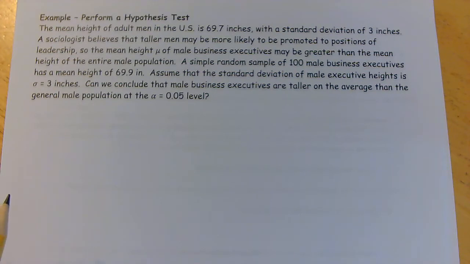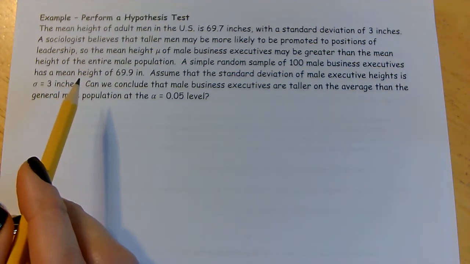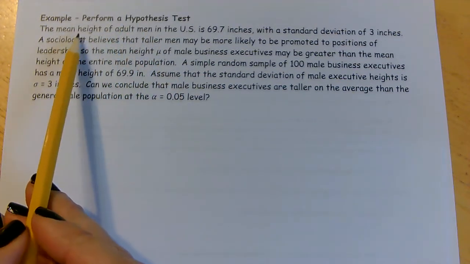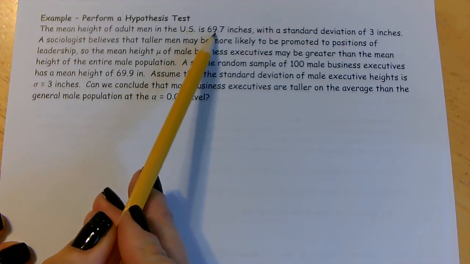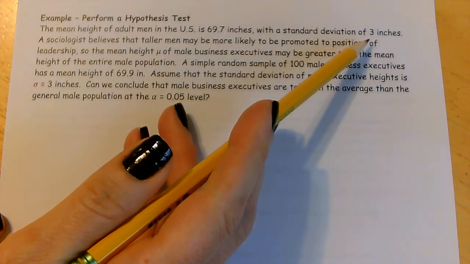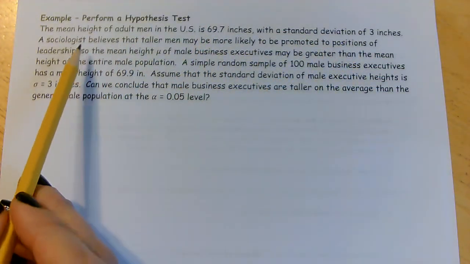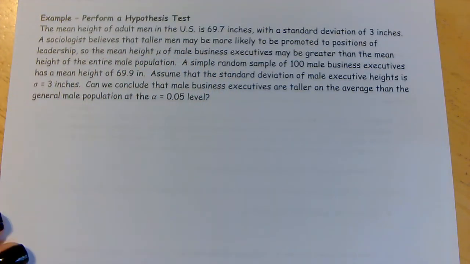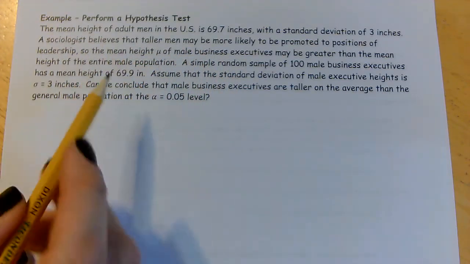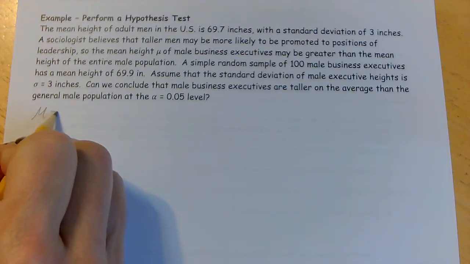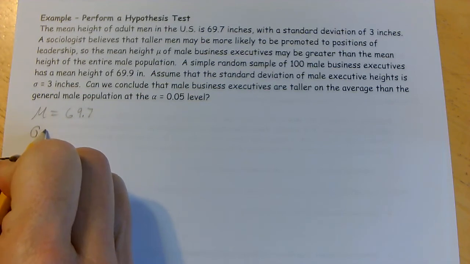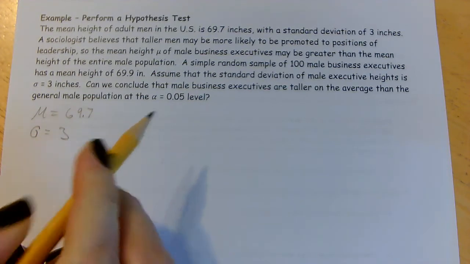I'm going to draw a picture for this hypothesis test so we can see what that means. Okay, so for this hypothesis test, the mean height of adult men is 69.7 inches with a standard deviation of 3. A sociologist believes that taller men are more likely to be promoted to positions of leadership. The population mean is 69.7. The population standard deviation was 3.